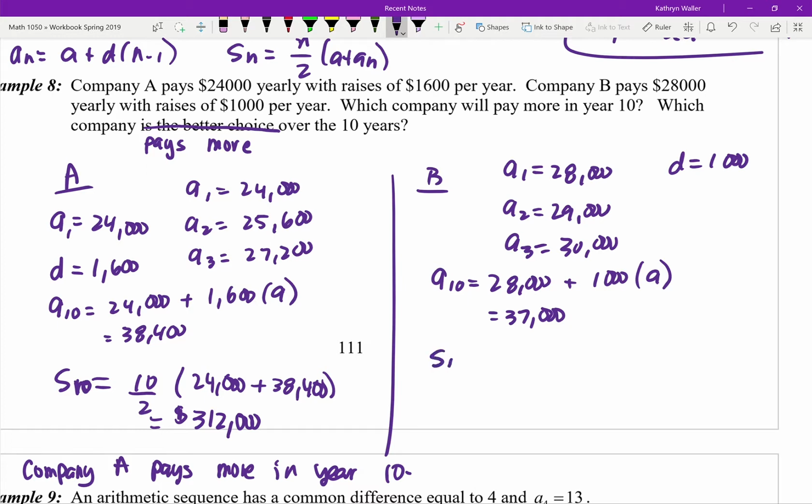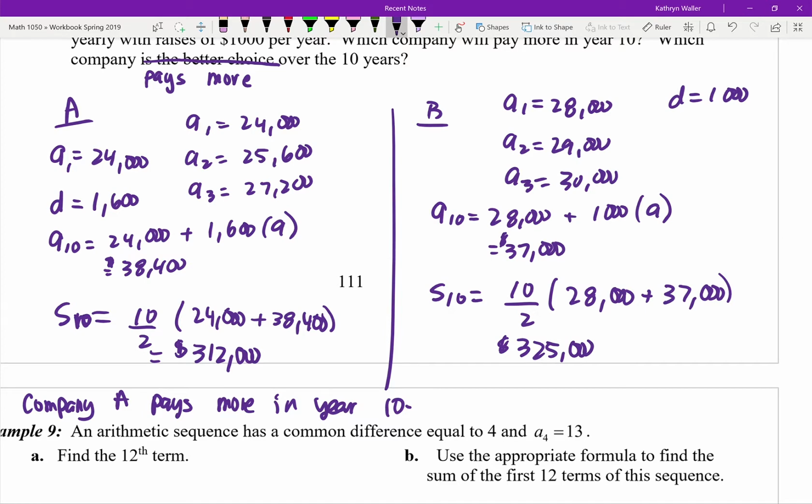Okay, let's do the next one. S sub 10 is the 10 divided by 2, then the first year, 28,000, plus the 10th year, 37,000. So it's going to be 5 parenthesis 28,000 plus 37,000. Close it off, hit enter, and you get 325,000. I'm going to add dollar signs because it kind of bugs me. Okay, so which number is bigger? Company B. So we're going to say Company B pays more over 10 years.